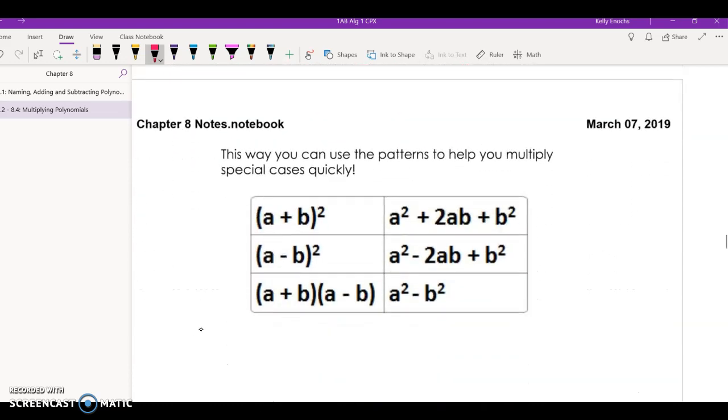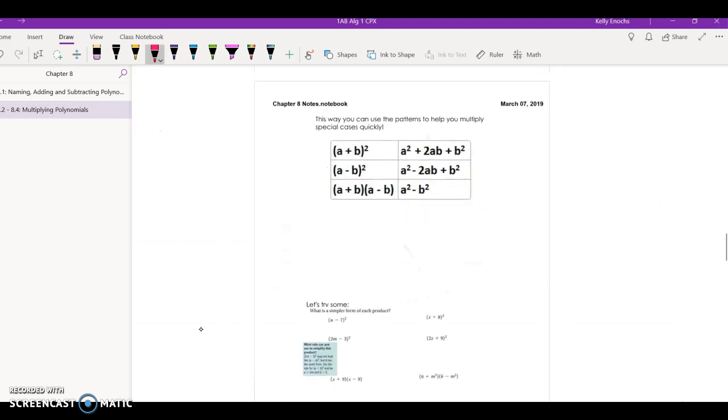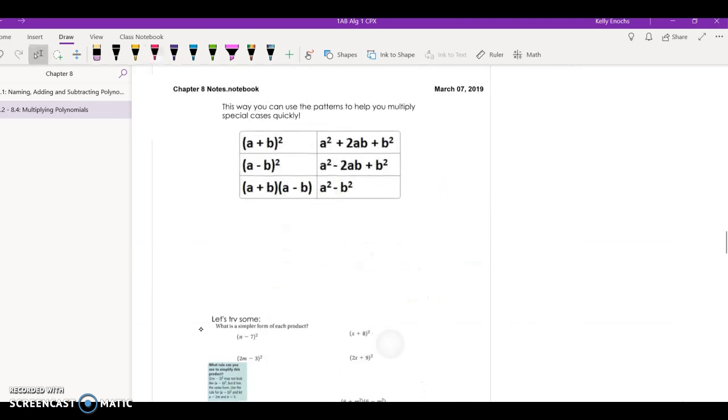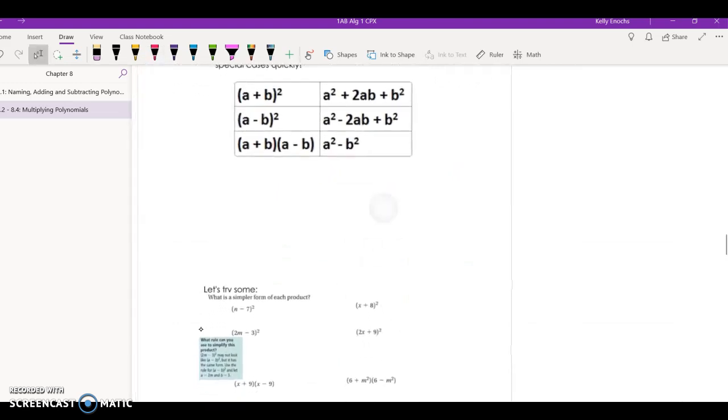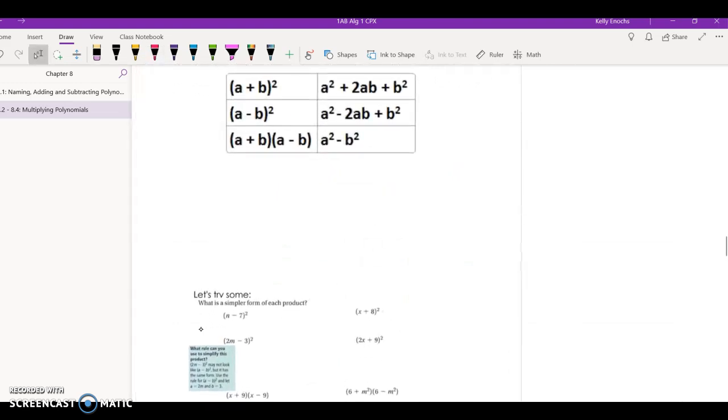Now, this is really helpful when we're multiplying, because if you can see those patterns, then you will very quickly be able to recognize and put up your answers for each of those things. Okay, so if we keep those up here while I do the first couple of problems, you'll see that this makes our life very easy.